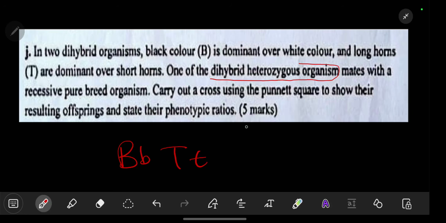Then when we are going now to identify the recessive pure breed: recessive means it is having traits that are small letters. Then pure breed means it is having both of them. So we are going to have small b, small b, small t, small t. That's the meaning of recessive pure breed. It should have all of them like that. Dominant pure breed means big B, big B, big T, big T.